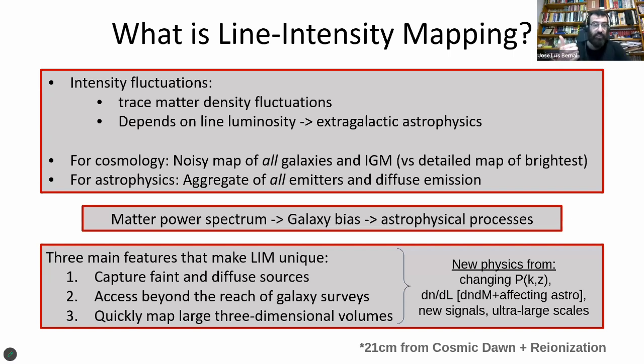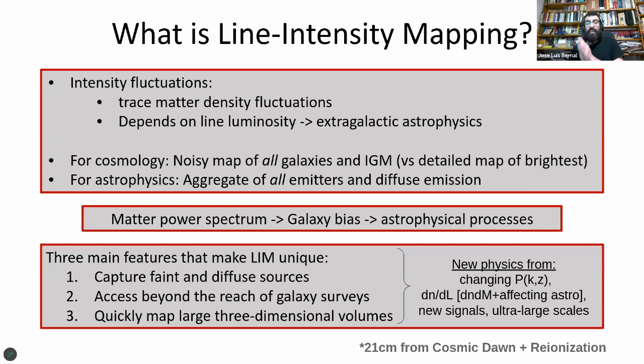First of all, as I already mentioned a couple of times, it captures the faint emission, the emission from faint and diffuse sources. And this also grants access beyond the reach of galaxy surveys, because since we don't need the highly significant detections, we can reach those redshifts for which galaxies are already too faint and also too sparse to have enough numbers to do cosmology with them.